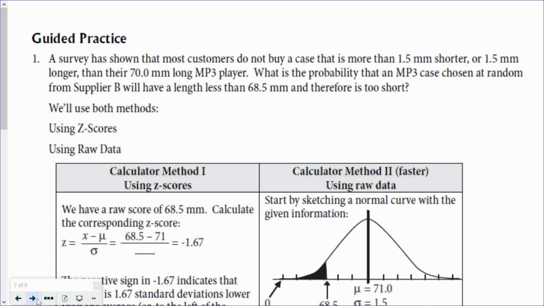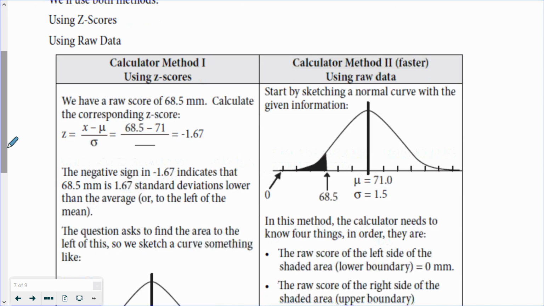Calculate the corresponding z-score. I notice that I keep saying z and z, and that's all right. So in order to calculate that score, again, you take your raw score of 68.5, subtract the mean, divide by your standard deviation. The standard deviation was 1.5 millimeters, which gets us a z-score of negative 1.67. The negative indicates that 68.5 millimeters is 1.67 standard deviations lower than the mean, or to the left of the mean. So just keep that negative 1.67 in your brain for a second.